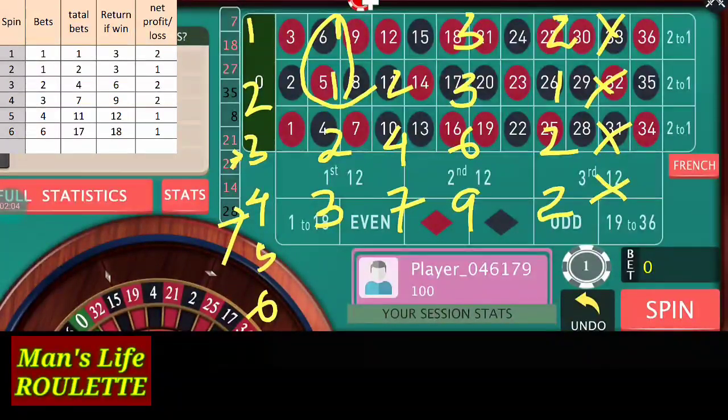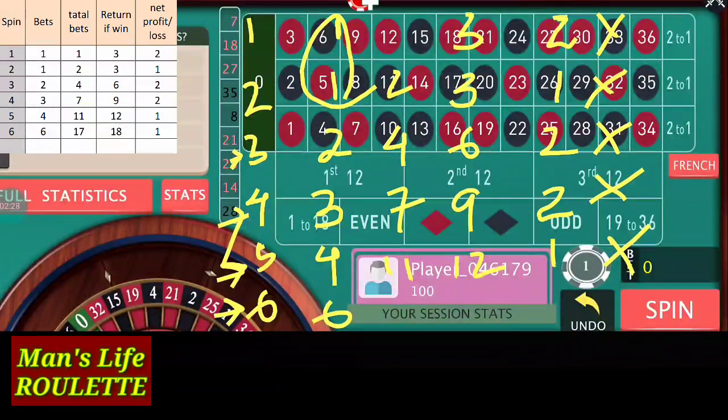Suppose you lose this spin also, then your next spin will be the fifth spin with $4 at any dozen, so your total bets now will be $11, and if you win you will get back $12, and your profit will be $1. Similarly, if you lose this spin also, then your next spin will be the sixth spin, which will have 6 units at any of the dozens, and your total bets now are $17, and if you win you will get back $18, and your profit will be $1.